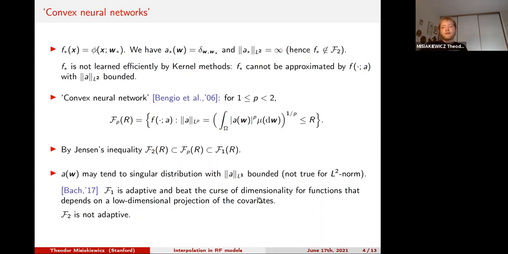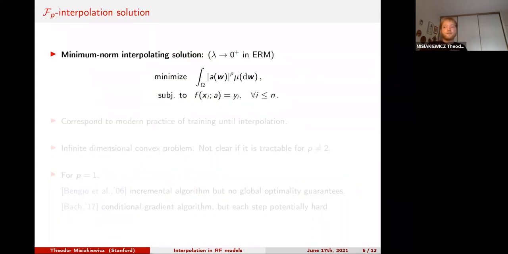In particular, Bach indeed verified that F1 is adaptive to unknown underlying linear structure and breaks the curse of dimensionality for functions that depend on a low dimensional projection of the covariates. On the other hand, F2 is not adaptive. It does not differentiate whether the function has a low dimensional structure or not, and only cares about global smoothness properties. So in the rest of the talk, I will focus on these FP function spaces.